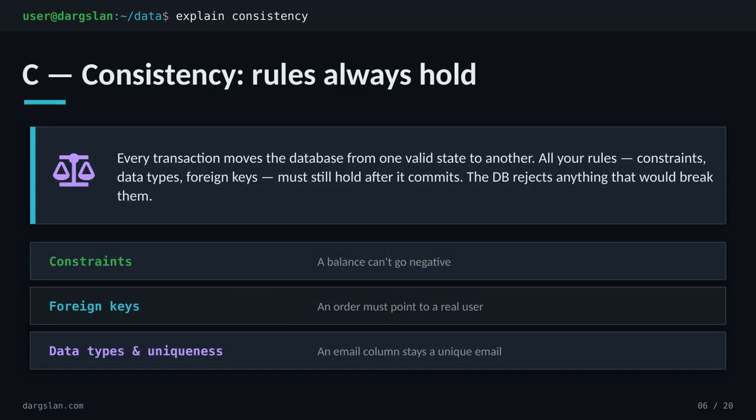Now to the C, consistency. Where atomicity cared about all or nothing, consistency cares about the rules. Every transaction has to leave the database in a valid state, so a balance can't quietly go negative. An order can't point to a user who doesn't exist, and an email column won't suddenly hold a duplicate or a number. If a change would break those rules, the database simply refuses it.